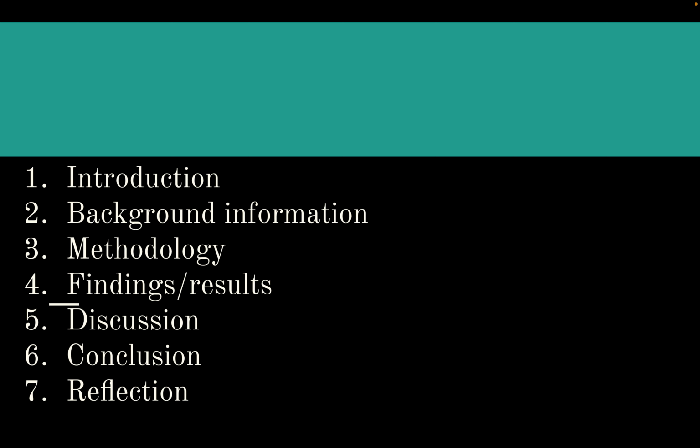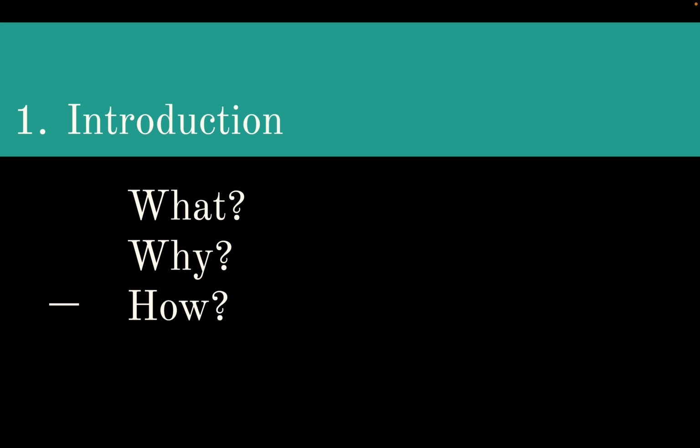There are these 7 aspects that you need to try and include to get the mark. So you've got your introduction, background information, methodology, findings and results, discussion, conclusion, and reflection. The first 6 should give you a pretty good indication of how to set out your essay, and they should kind of be your main parts of the essay anyway.